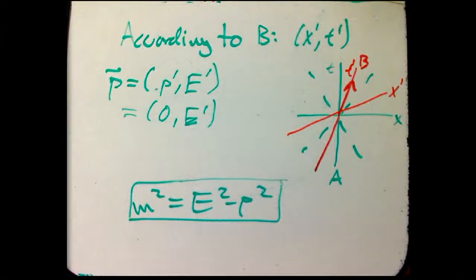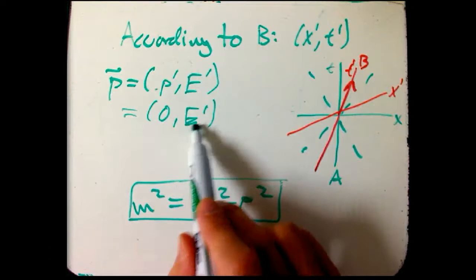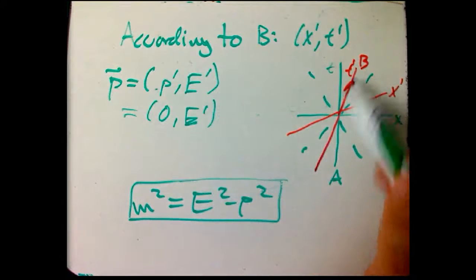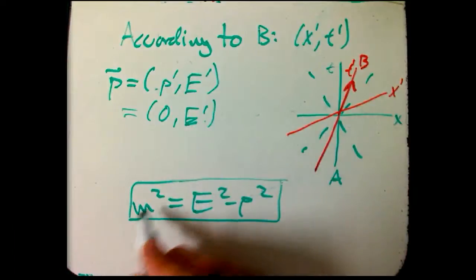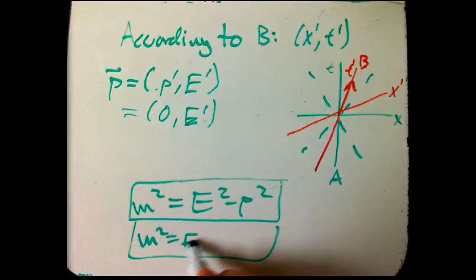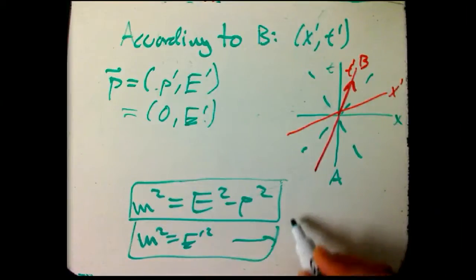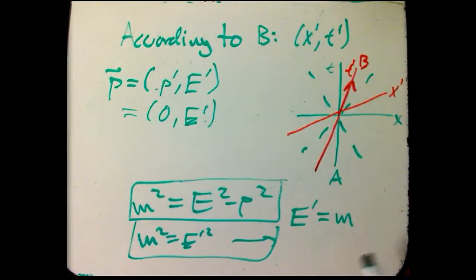Okay? So according to this guy, B itself, his own self-evaluation says, I'm not moving. The momentum is going to be 0. This vector is purely going in the t prime direction. So it's just going to be 0 comma E prime. So what does this say? Okay, they're supposed to agree on m squared, and so m squared is just E prime squared. Or in other words, somebody's evaluation of their own energy is just going to be the mass. So my estimation of what my energy is equal to m.